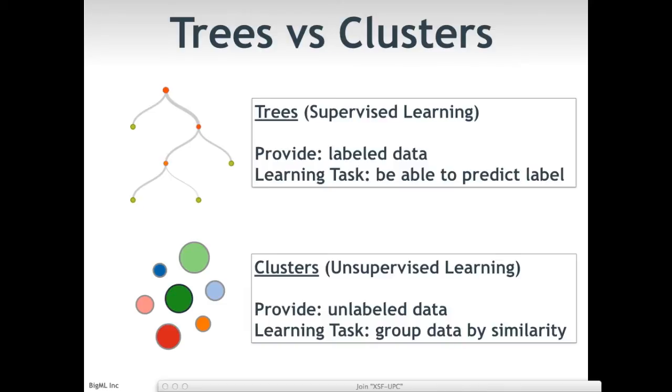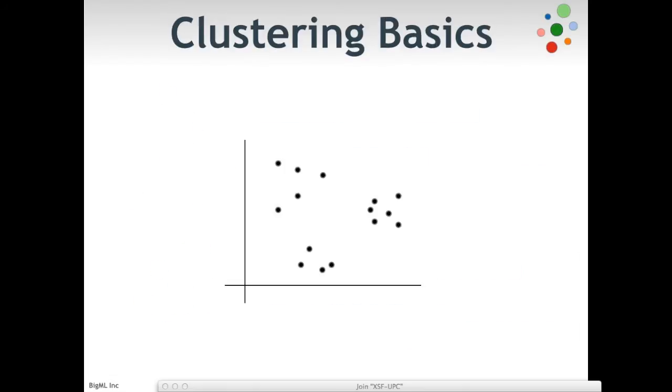For clustering, which is unsupervised learning, you give it unlabeled data. It's just some data, and the learning task here is to group this data by similarity. So how does this work? Imagine I gave you this data and said, make this into 3 groups. As humans, we'd be like, well, there you go, we're all done. Easy. This is basically what the clustering algorithm tries to do.